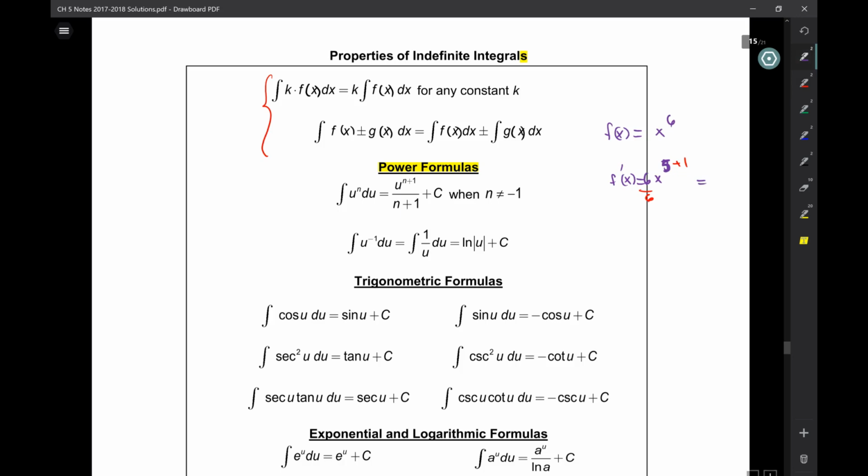Okay, so what would that be? 6x to the 6 over 6. What do I get back? x to the 6. You see that? So you just have to undo what you did. What do you do when there are trig functions? Oh, well, there are rules.